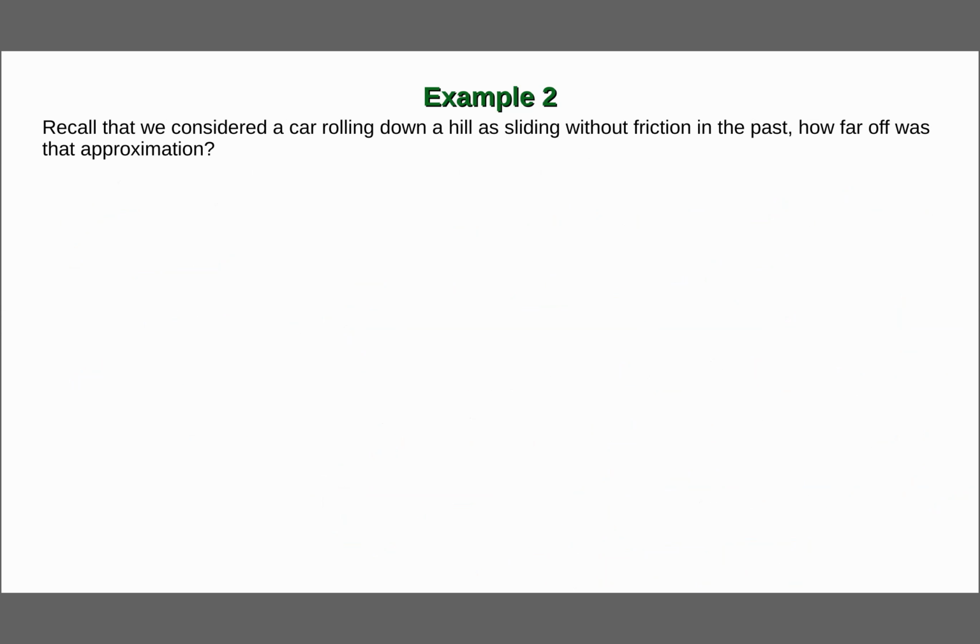So now let's look at example 2. Recall that we considered a car rolling down a hill as sliding without friction in the past. How far off was that approximation? Before, we said, if a car's rolling down a hill, the wheels are pretty small, so let's just say it's sliding without friction. Well, that, of course, is an approximation. It's not sliding without friction, it's rolling down the hill. So how much error did we introduce into our answers by making this approximation?